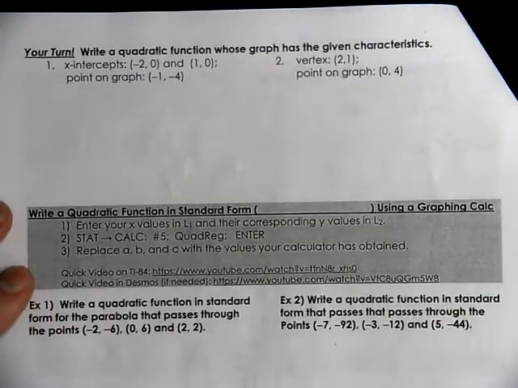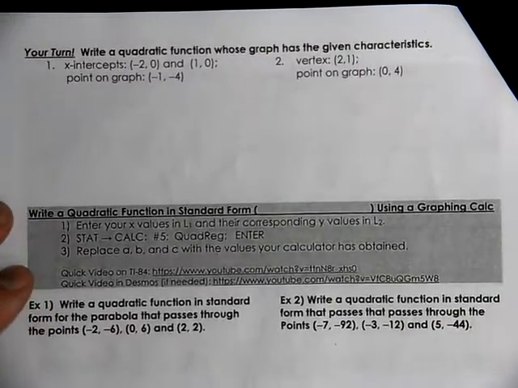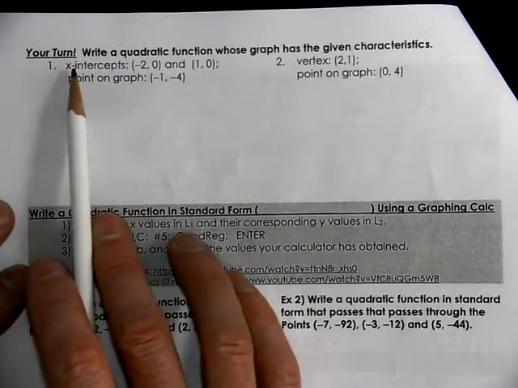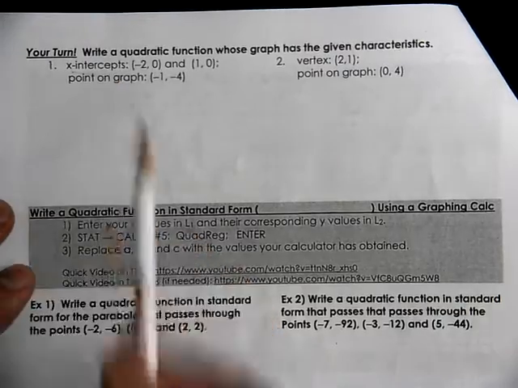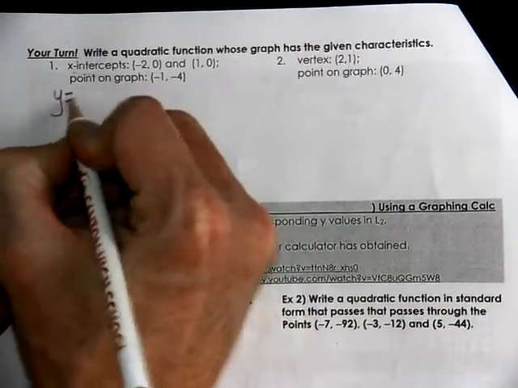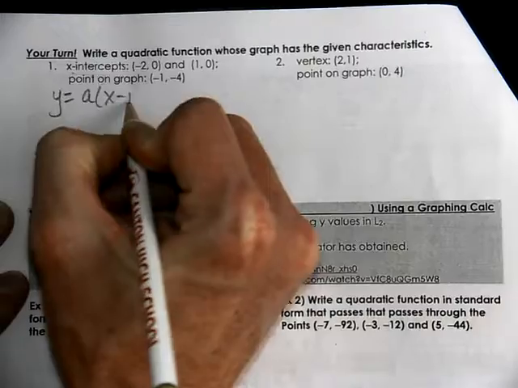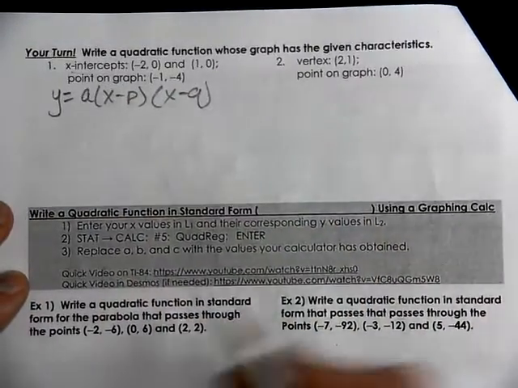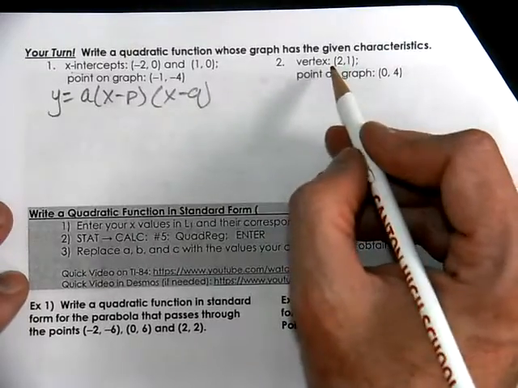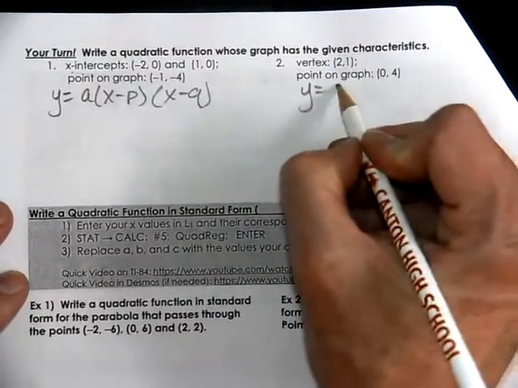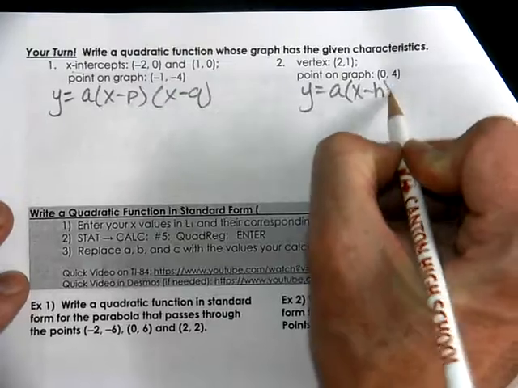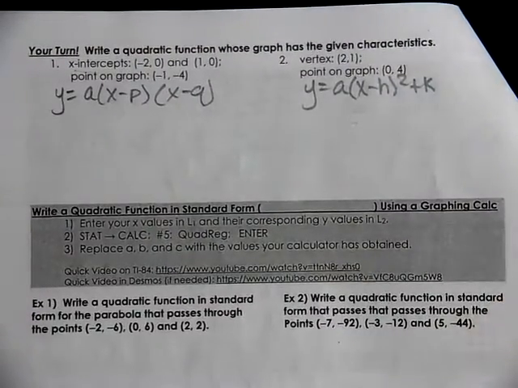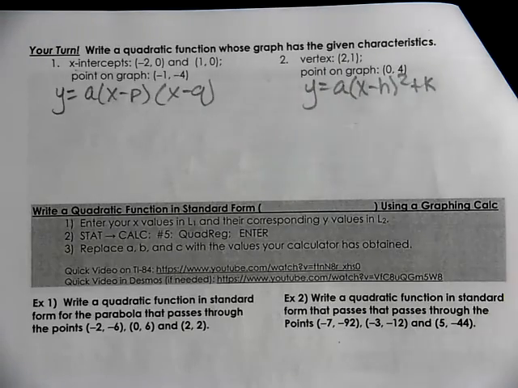Here are some other practice problems we can do. So you can pause the video, work these two out. Notice that these are x-intercepts. So we're going to be using the formula a(x minus p)(x minus q). And this one gives you the vertex. So we're going to write this one in vertex form, as so. So pause the video, work through those problems, see how you did.